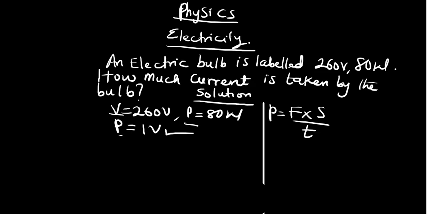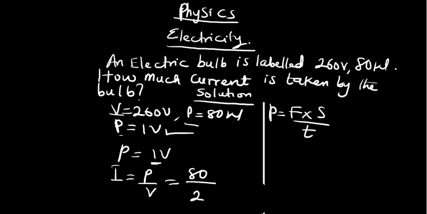So we now have P equals IV. What are we looking for? We are looking for current. So let's make current the subject of the formula. So it will now be P over V, that is, we divide both sides by voltage. Our power is 80. Our voltage is 260. Then you use your calculator.